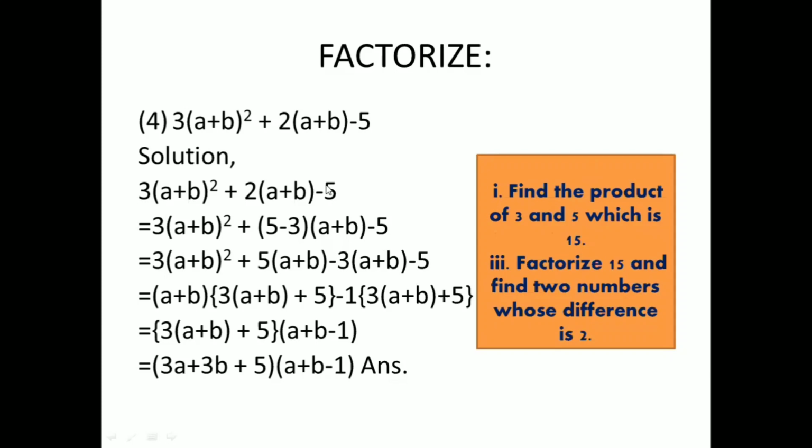Then open this bracket. 5 into ab, 5 into ab. Now minus 3 into ab, 3 into (a plus b). And minus 5. Now there are 4 terms. Now take common. (a plus b) whole square means (a plus b) 2 times. Then take (a plus b) common. Then what is left? Curly bracket, 3, right? Then (a plus b) and plus 5 here, and curly bracket close.